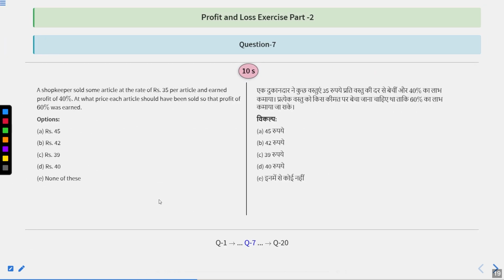Next one. A shopkeeper sold some article at the rate of 35 per article and earned a profit of 40%. At what price each article should have been sold so that a profit of 60% was earned? You have 5 options and 10 seconds to analyze the question. Your time starts now.